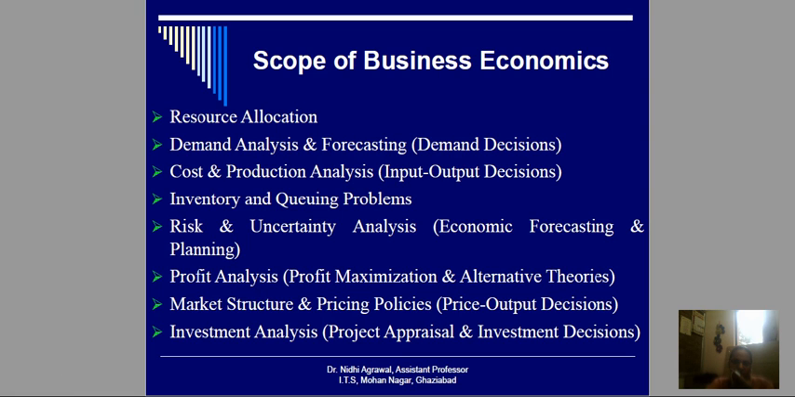Market structure and pricing policies: there are different types of market structures, like perfect competition, monopoly, monopolistic competition, and oligopoly. Accordingly, we will focus on the different pricing strategies of these markets. We will focus on how the price of the product is determined, how demand and supply forces interact with each other, and how the profit can be calculated. So this is known as the price-output decision taken by firms.